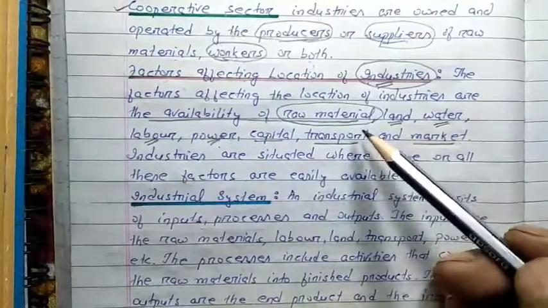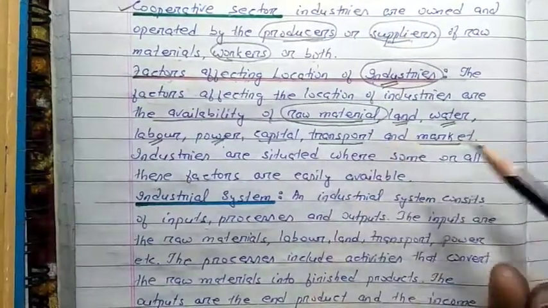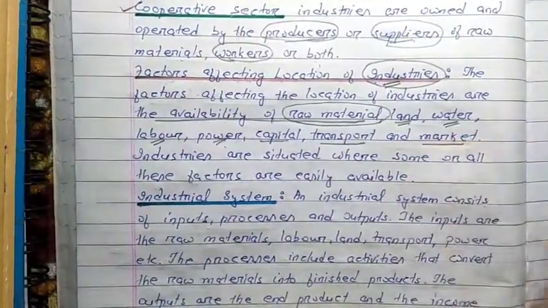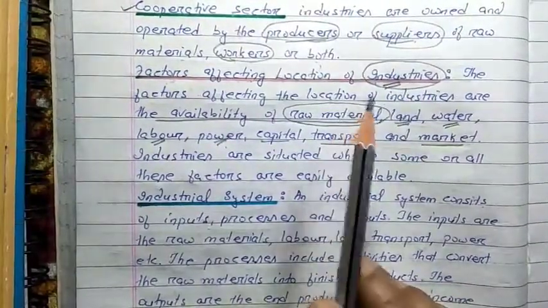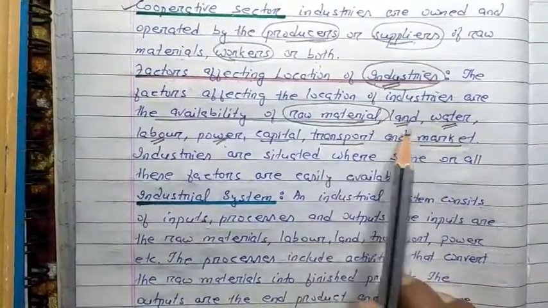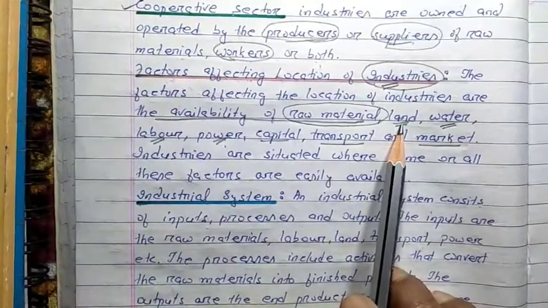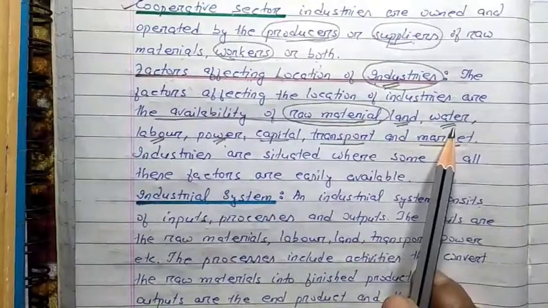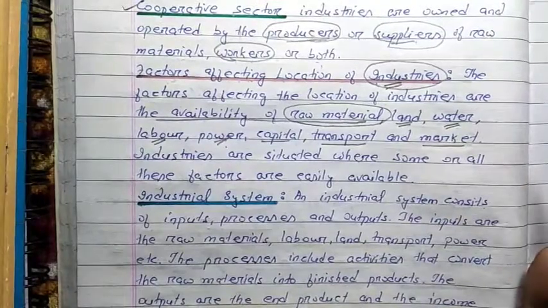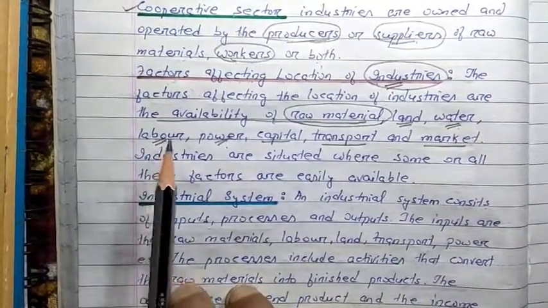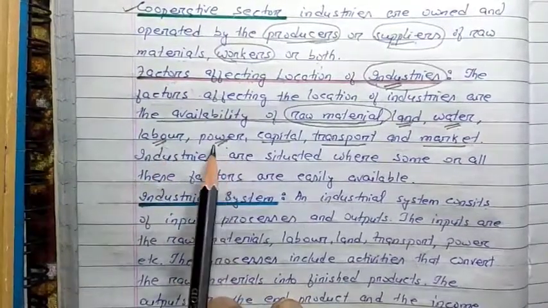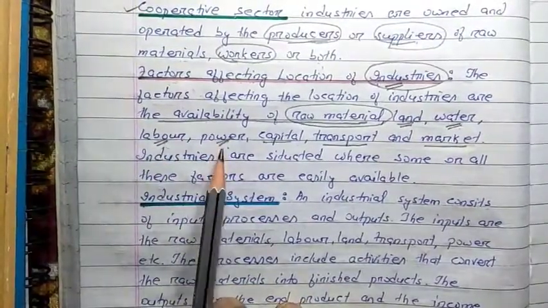If all these factors, or nearly all, are available, only then can we establish the industries. Because without raw material we cannot make any finished products. Without land we cannot establish the industry. Without water supply, the machineries cannot function properly. Laborers are needed for the manual work as well as the mechanical work, and all the machines run on electricity, so power is needed.